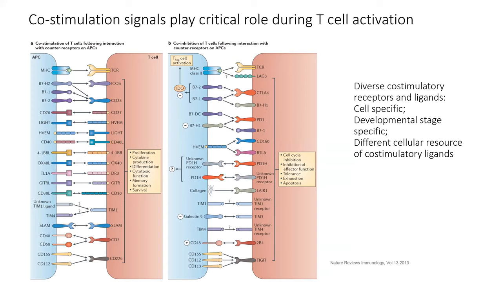We know co-stimulation is critical for T cell activation. During T cell activation, if the co-stimulation is deficient, T cell anergy will occur. And the co-stimulation signal pathways in T cells are diverse, and different types of cells use different types of co-stimulation receptors. For example, 4-1BB is mainly used by CD8 T cells, OX40 is mainly used by CD4 T cells, and GITR is expressed on regulatory T cells. Some co-stimulation receptors are constitutively expressed, for example, CD28. But most of the co-stimulation receptors are inducibly expressed upon activation, like 4-1BB, OX40, and ICOS.